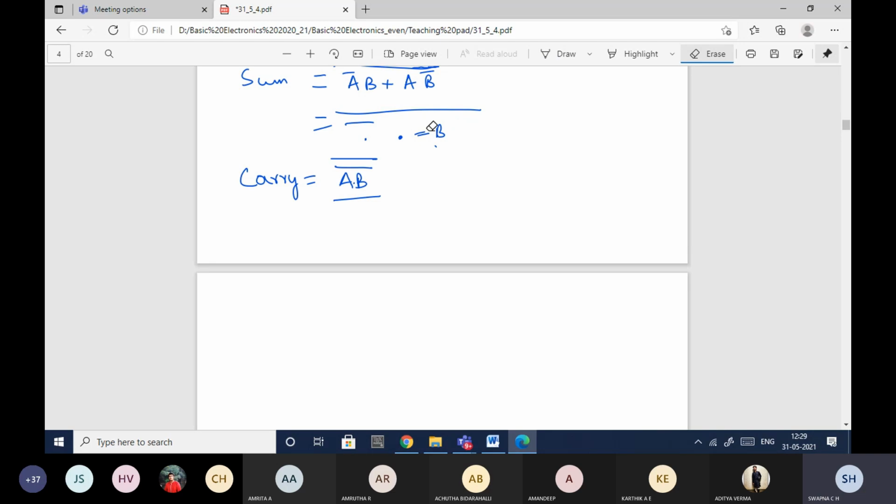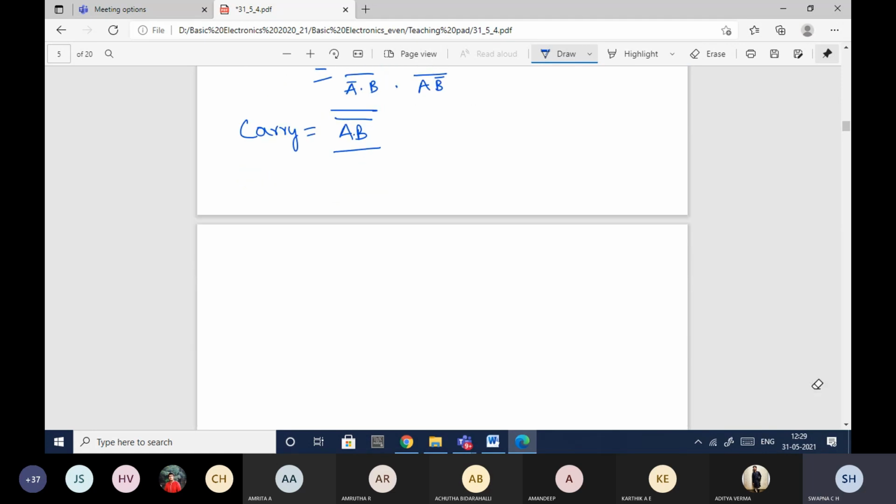Let me write it a little neatly. A bar dot B dot A B bar whole bar. So now I need to implement. Here I need A bar also, I need B bar also. So what I'll do, I'll take A. Can I put a NOT gate here? No, because here the implementation is only using NAND. So I have to take it like this.